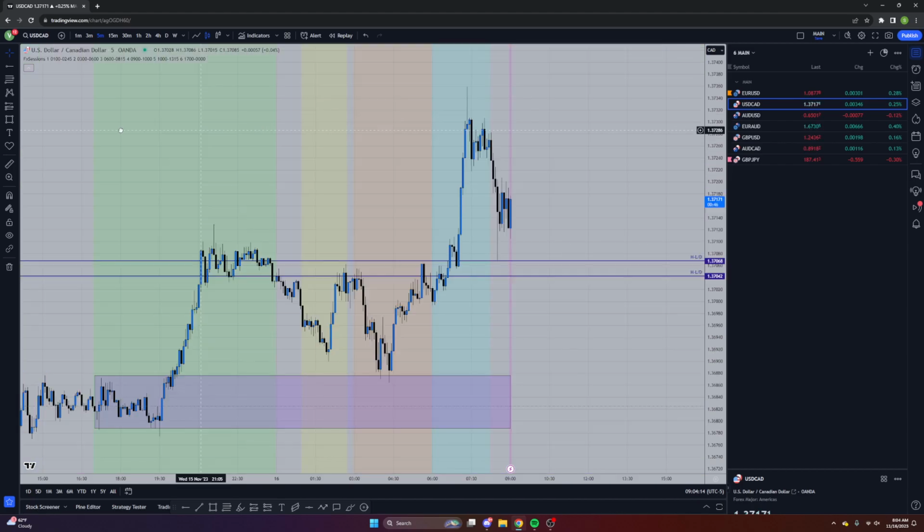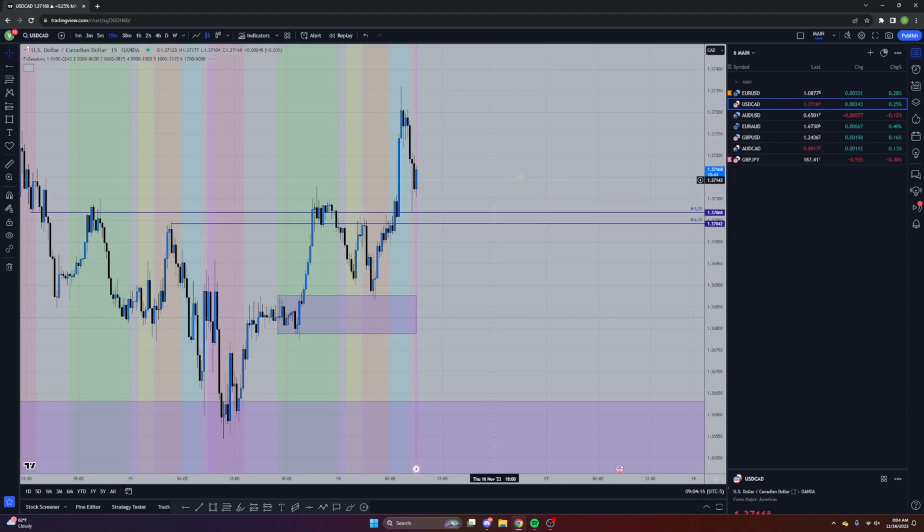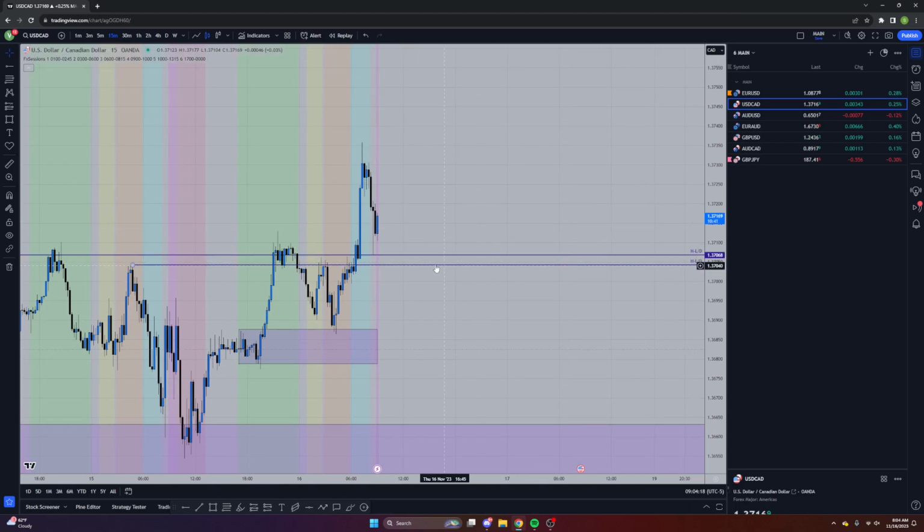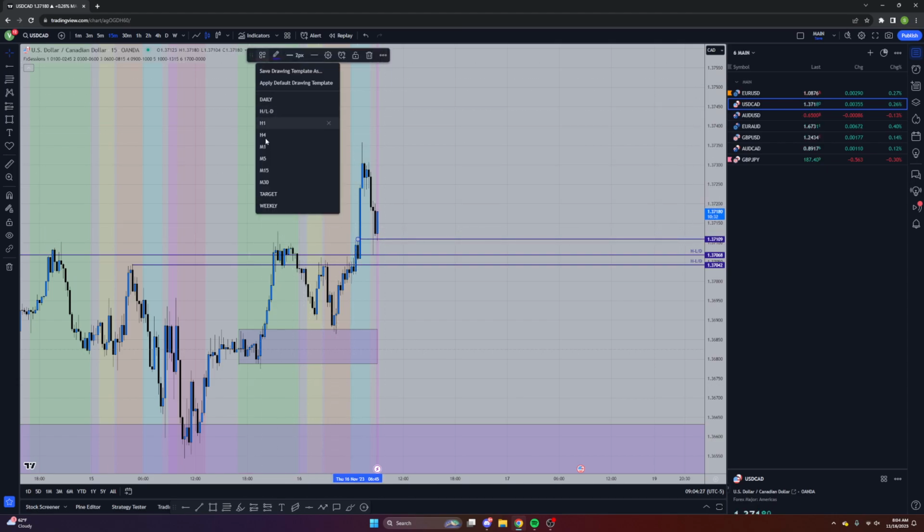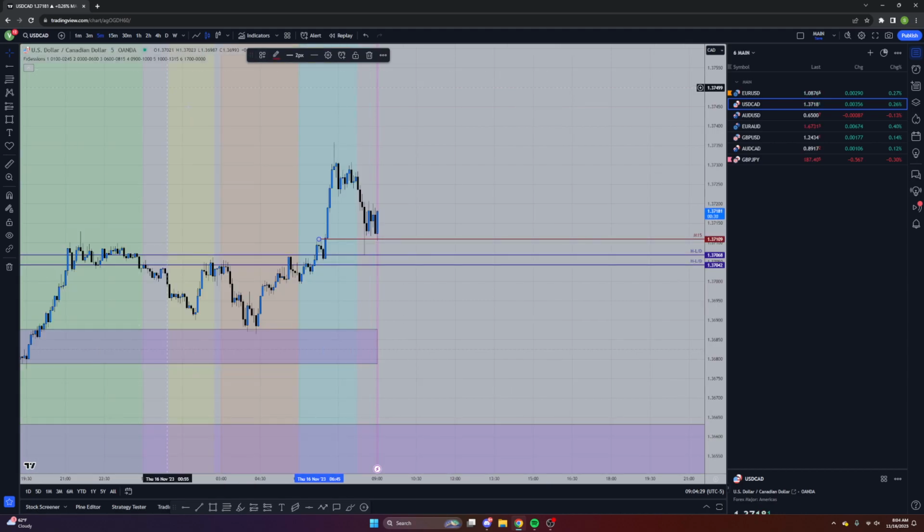Okay, now that we have this, we're going to go into the 15-minute, and then we're just going to look. Okay, price is reacting off this area right here. This is where I kind of want to put my order at 15. Price is kind of already reacting off of it, but if it comes back, I'll take the order.